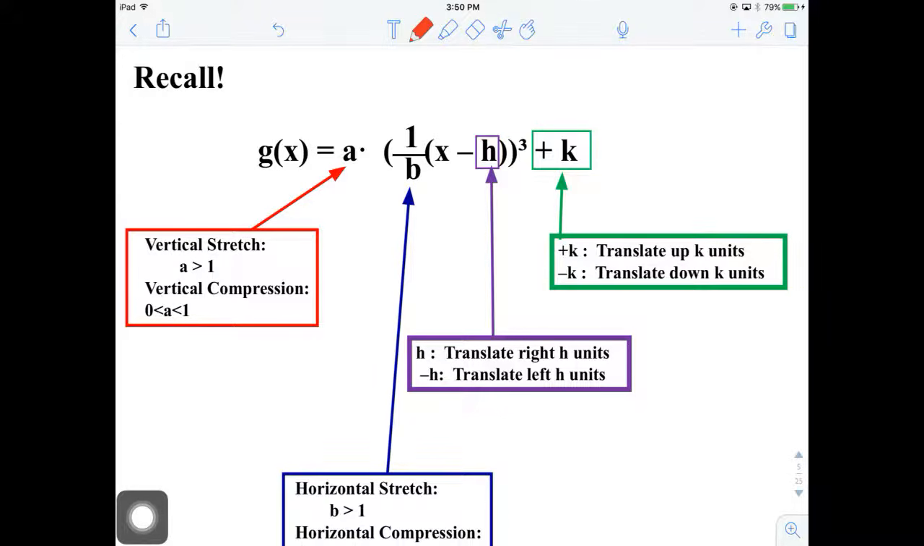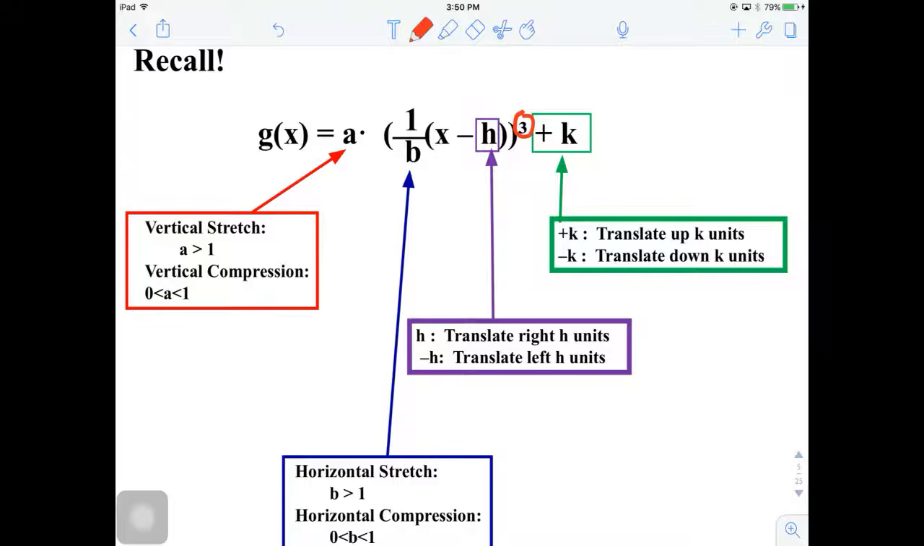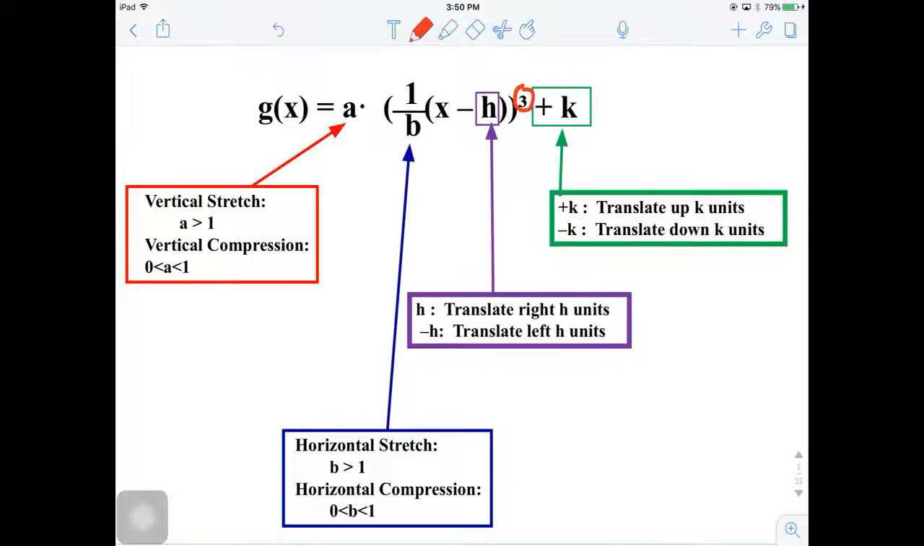And again, this is a recall of the information that was given previously. The general equation for a polynomial: we were working with the square earlier, and now we notice that the only difference between this equation and the one we have learned before is that there's a cube instead of a square. It's the same equation, which means the transformations will be the same. A is going to give you a vertical stretch or compression, depending on if it's greater than 1 or less than 1. B is going to tell you a horizontal stretch or compression based on the number. Remember, B is always the number underneath the 1, the fraction. H is going to tell you whether it goes to the left or to the right, and K is going to tell you whether it goes up or down.